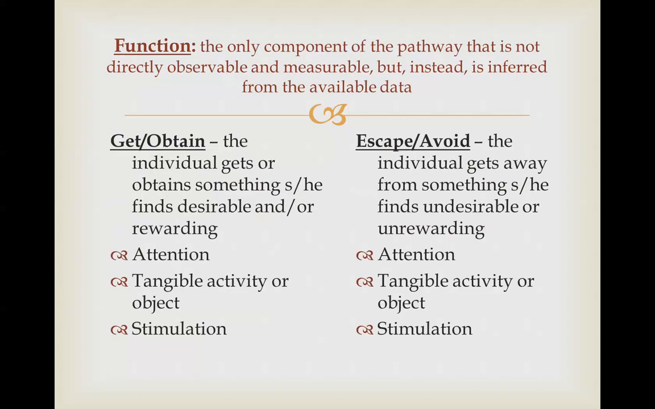In get, obtain, the individual gets or obtains something he or she finds desirable or rewarding, such as attention, tangible, activity, or object. Same in escape, avoid. So if you look at the 6 bullets at the bottom, attention on both sides, tangible on both sides, stimulation on both sides, you'll see that there's really 6 reasons why we all do what we do. 6 functions for all of our behavior. All human behavior, all mammal behavior, all animal behavior is maintained by some combination of those 6 things, from the behavioral perspective anyway.